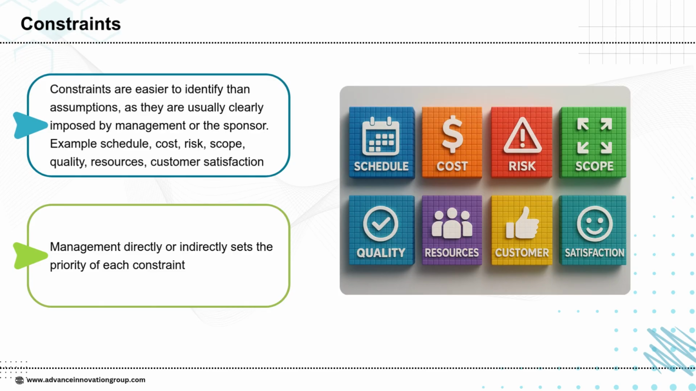Now the concept of constraints in project management. Constraints are the limitations or restrictions that a project must work within, and unlike assumptions, they are usually easier to identify because they are clearly defined by management or the project sponsor. Common examples of constraints include schedule, cost, risk, scope, quality, resources, and customer satisfaction. Each of these factors sets boundaries on how the project can be executed and what trade-offs may be required. It is also important to note that management plays a key role in setting the priority of these constraints, either directly or indirectly. For example, in some projects, cost may be the highest priority, while in others, customer satisfaction or quality may come first. Recognizing and balancing these constraints is critical for successful project delivery.